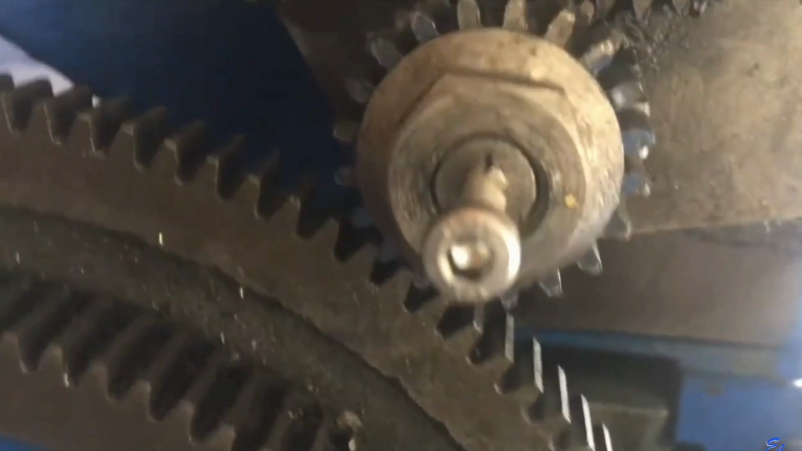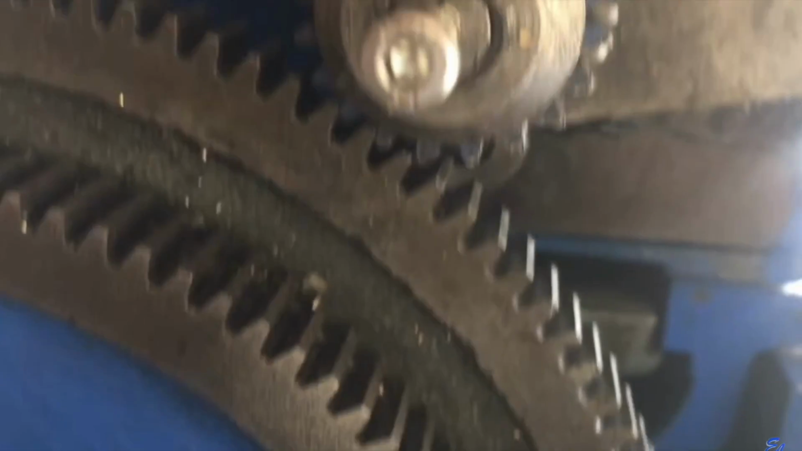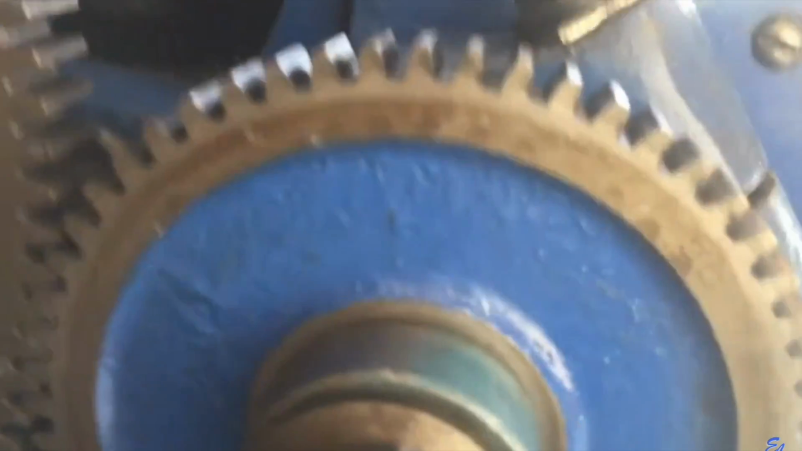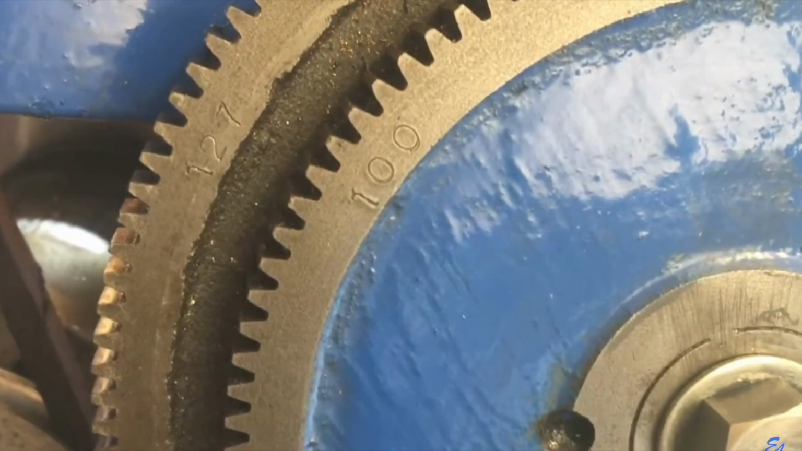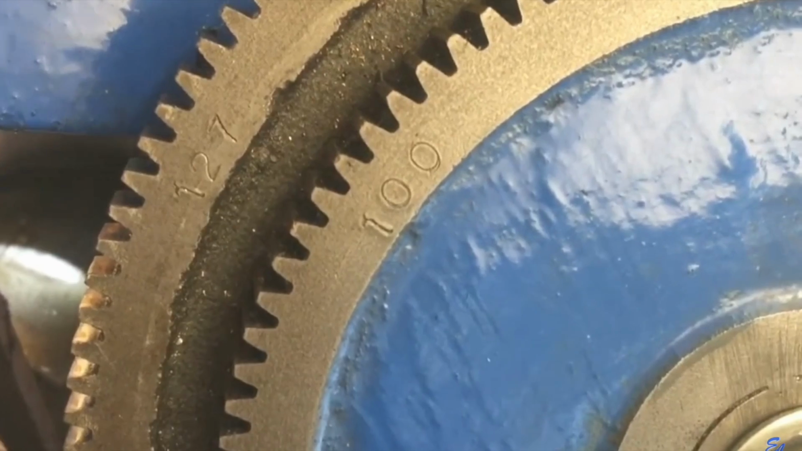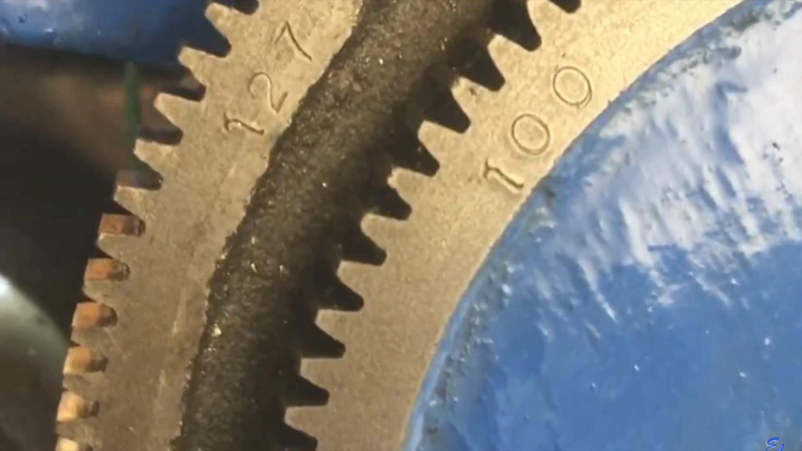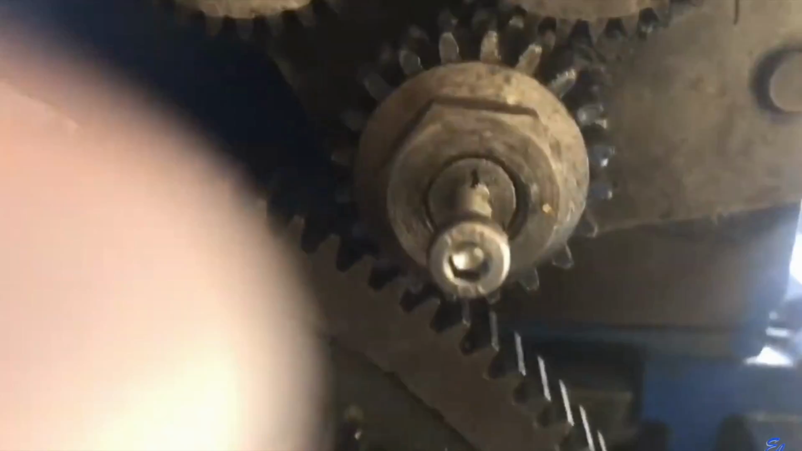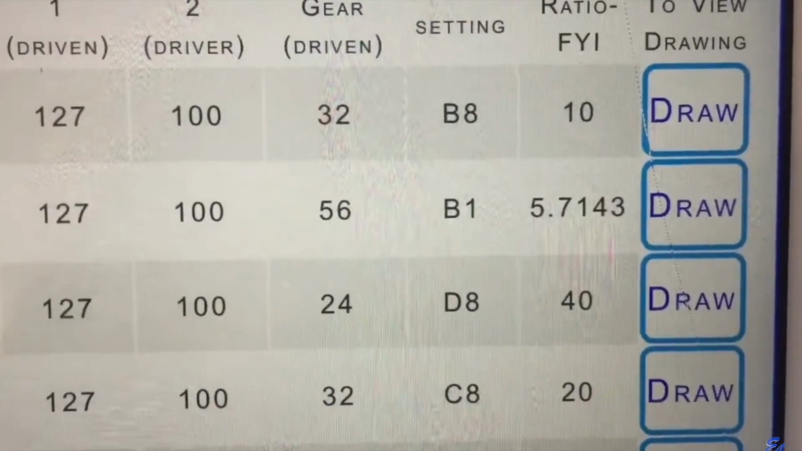And here we are setting up the gear train. This is the small 22 stud gear at the top with a screw in the middle. Here's the lead screw gear with 56 teeth. And here are the compound gears, 127 tooth gear connected to a 100 tooth gear. They're physically connected together so that when one turns, the other one turns as well. These are referred to as a compound pair. And this is how the lathe has been set up.